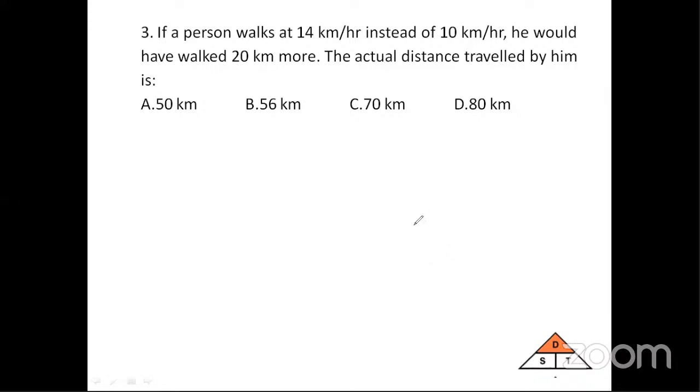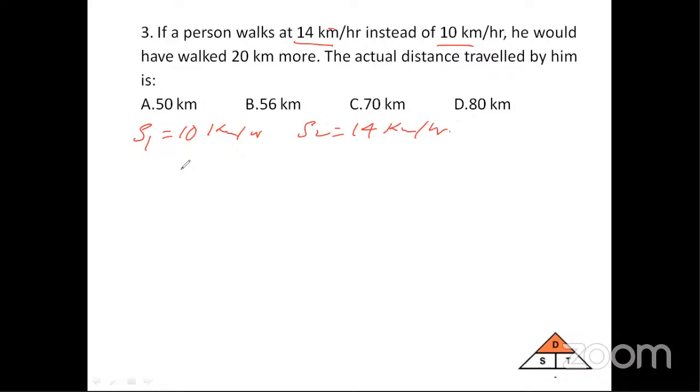If a person walks at 14 km per hour instead of 10 km per hour, he would have walked 20 kilometers more. The actual distance traveled by him is what? That is the question. Now, let us assume the first speed is 10 km per hour, and the second speed is 14 km per hour, faster.